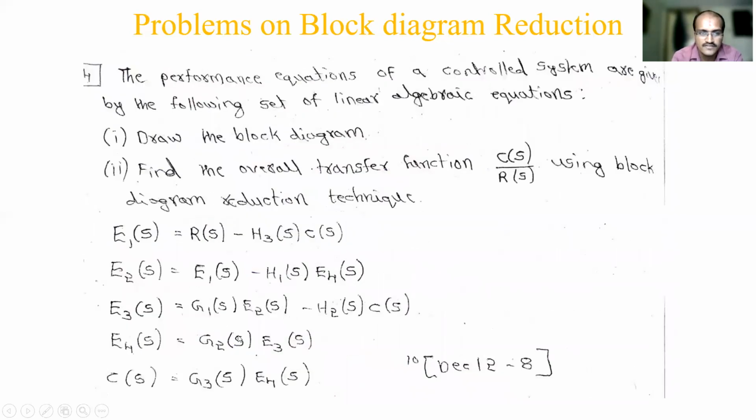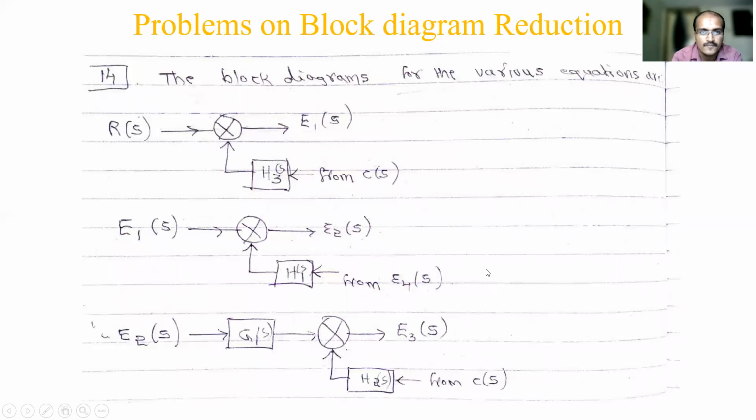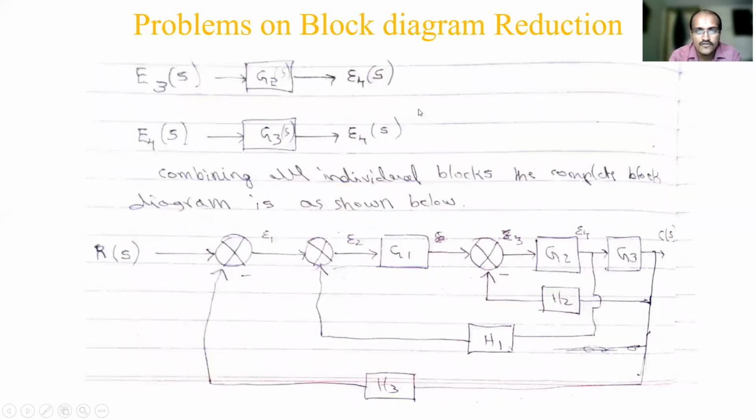Okay. So now what is left out? The 4th and 5th. E4 of S is nothing but E3 of S multiplied by G2, and then C of S is E4 of S multiplied by G3 of S. Very simple, just one block. See here, E4 of S is G2 of S multiplied, and E3 of S is the input for that block. And similarly the final one, so there is a problem here.